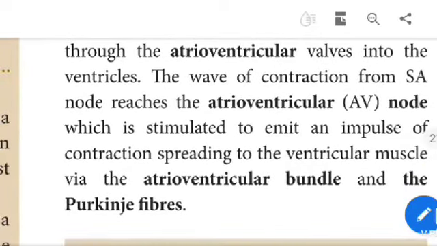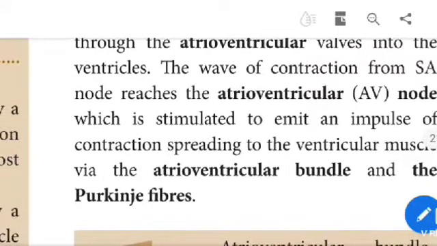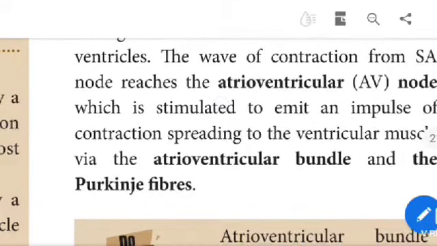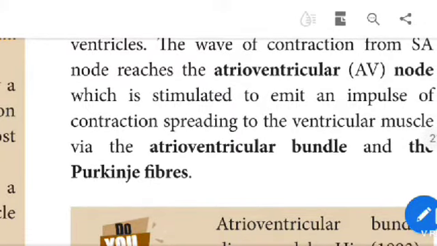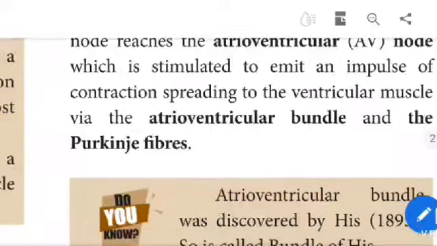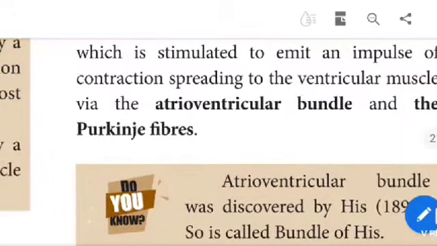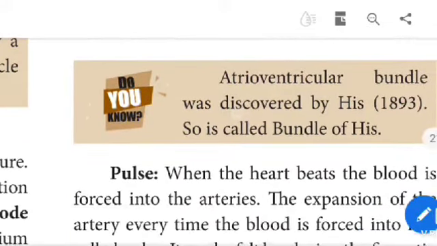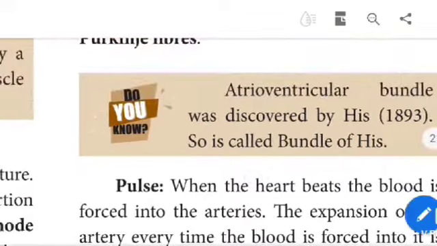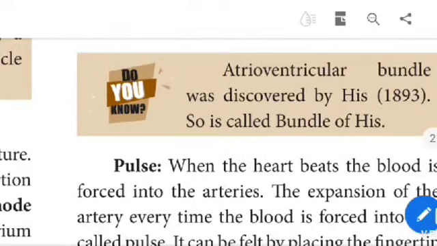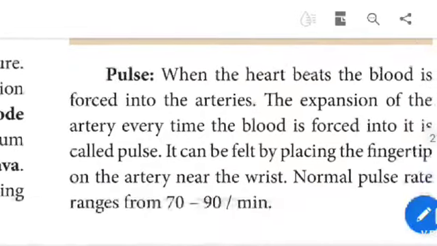The wave of contraction from the SA node reaches the atrioventricular node, which stimulates and emits an impulse of contraction, spreading to the ventricular muscles via the atrioventricular bundle and the Purkinje fibers. The atrioventricular bundle was discovered by His in 1893, so it is called the bundle of His.